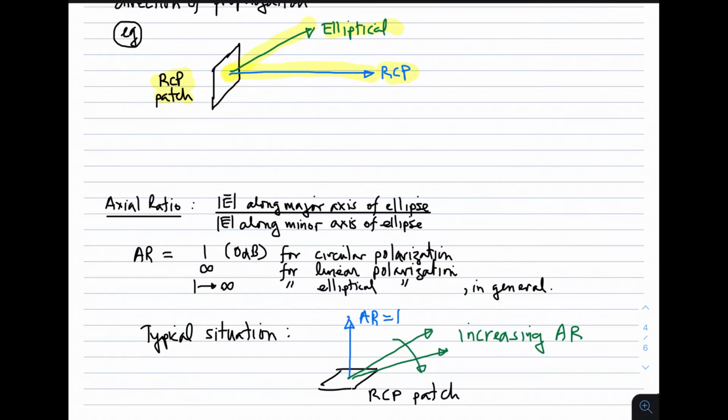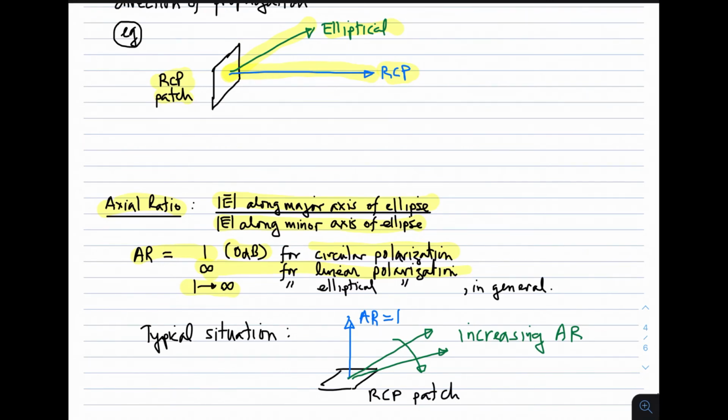So, to quantify this, we come up with this term axial ratio. The axial ratio is the ratio of the magnitude of the electric field along the major axis of the ellipse to that along the minor axis of the ellipse. So, we end up with an axial ratio of 1, that is 0 dB, for circular polarization, and larger values for elliptical polarization, 1 up to infinity, and when the minor axis shrinks to 0, we end up with linear polarization. So the axial ratio can be used to describe a polarization state ranging from pure linear to pure circular.